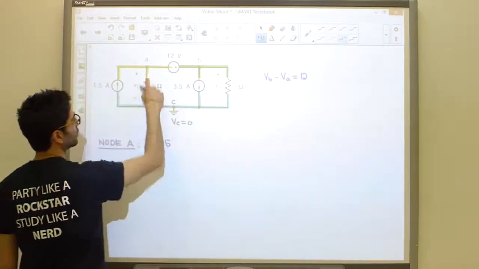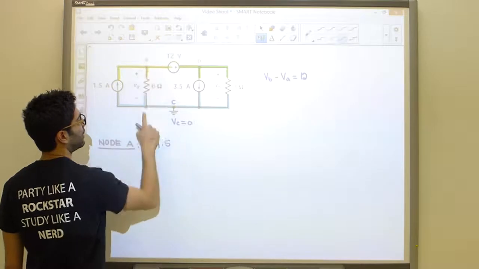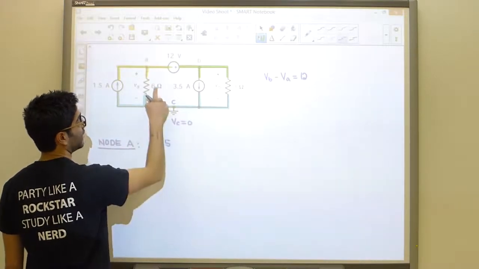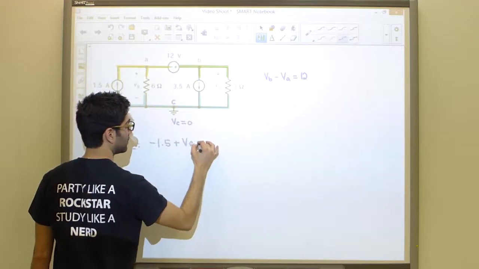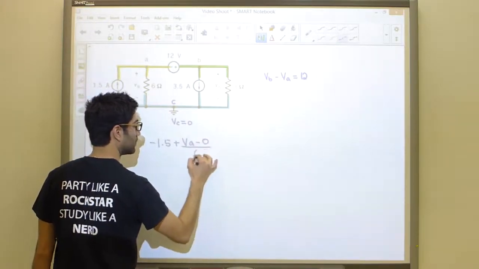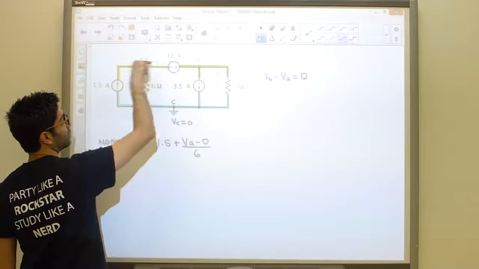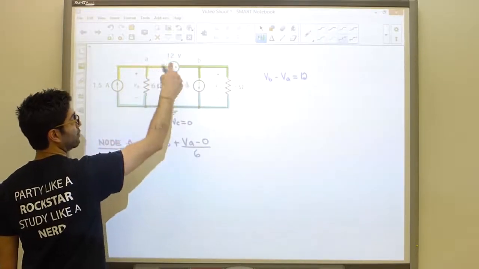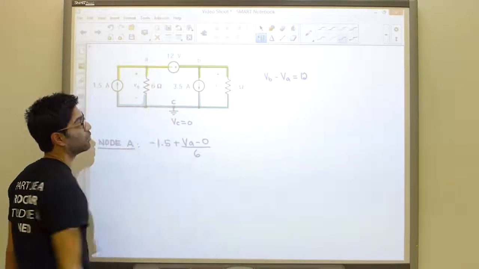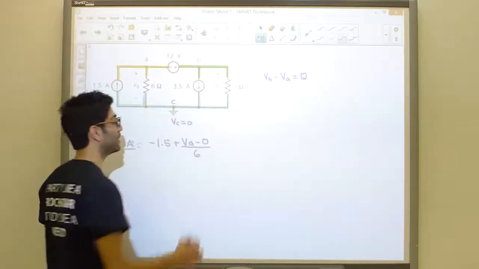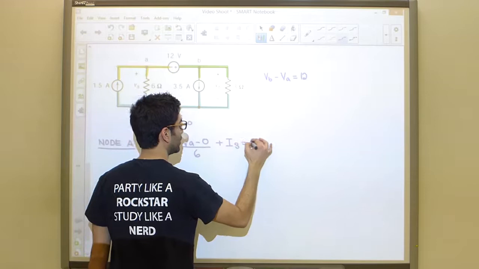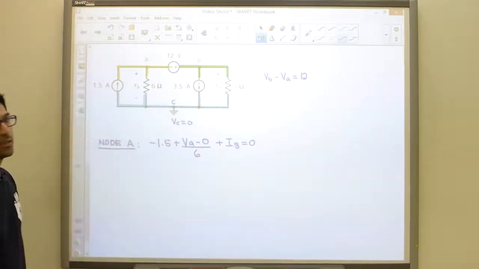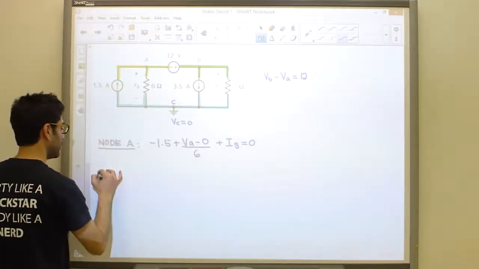To figure out the current over here, it's going to be VA minus VC, which is 0, divided by 6. And to find the current over here, we know it's going that way due to the polarity here. And I never know the current in a voltage source, and therefore I'm going to assign a variable, plus IS, and that is going to equal 0. Similarly, we're going to do node B.